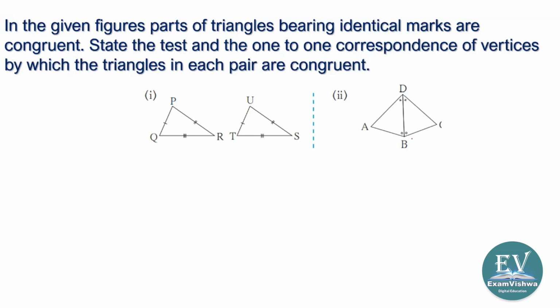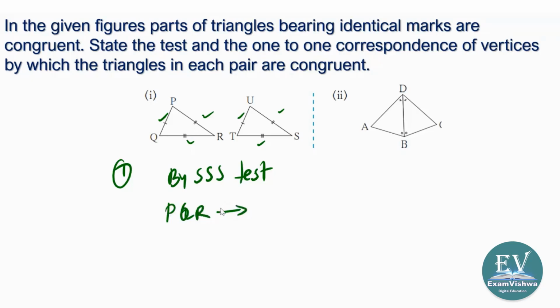You are asked to write the test of congruence. Very simple. The solution for this, in the first case: this is congruent here, second is congruent here, third is congruent here. You will say that by AAS test they are congruent, and the correspondence is PQR corresponding to UTS. This way you have to write the answer.